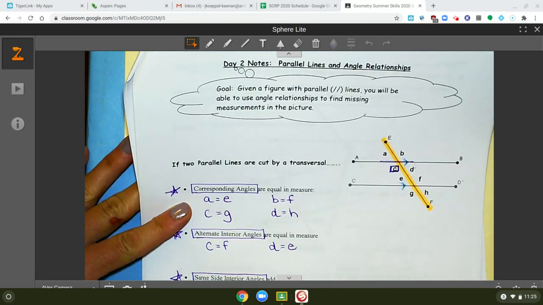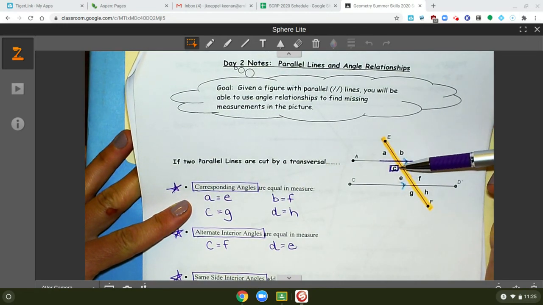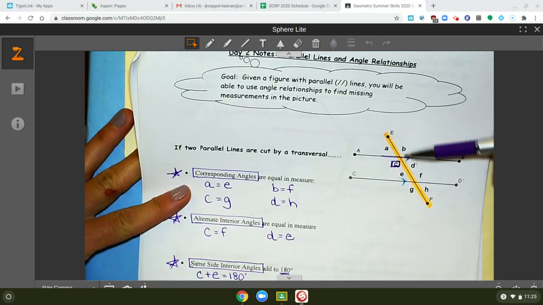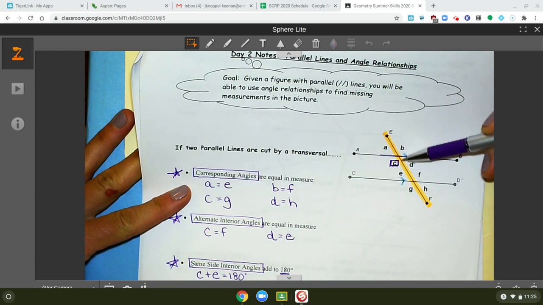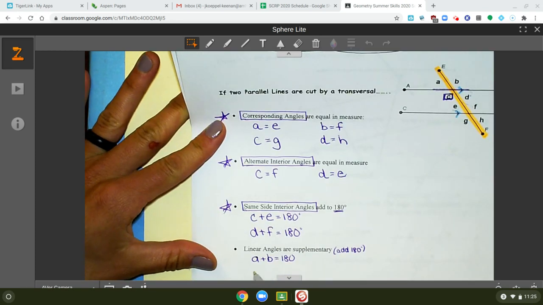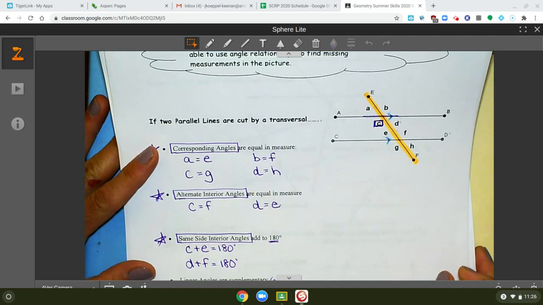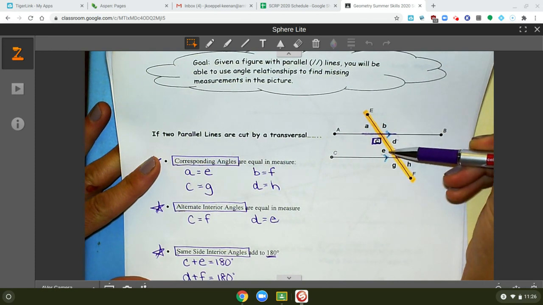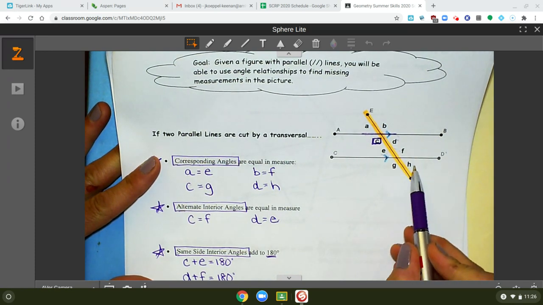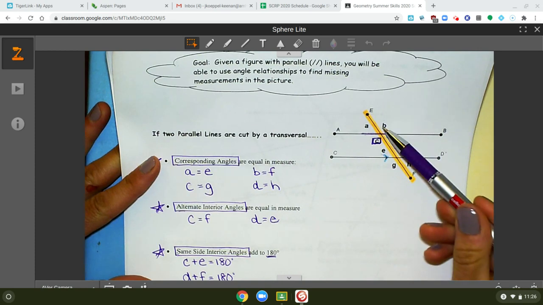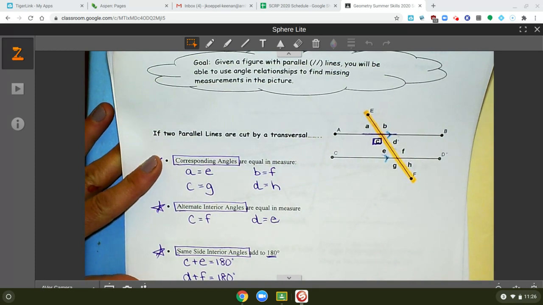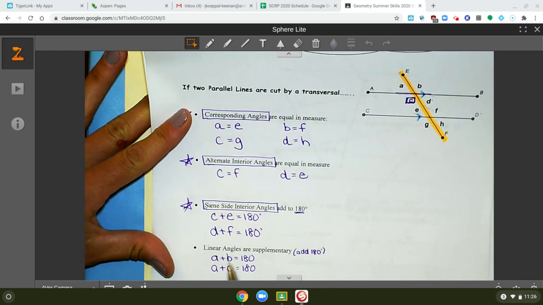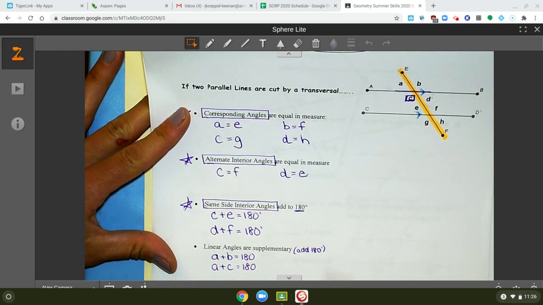Now we could also do A plus what other angle? A plus C, because together A and C form a straight line here. So we could do A plus C equals 180. There's a lot of linear angles here. So we could also do F and H or F and E. We could do G and H and G and E. We could do B and D. There's a lot of different relationships here. So you just have to look carefully for those linear angles.